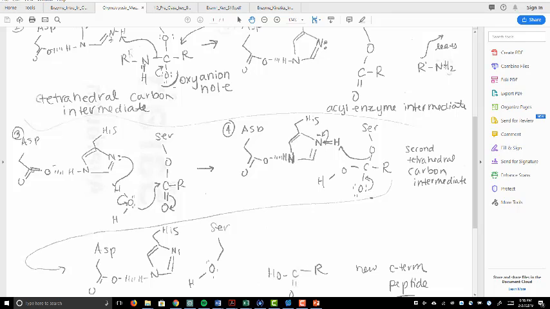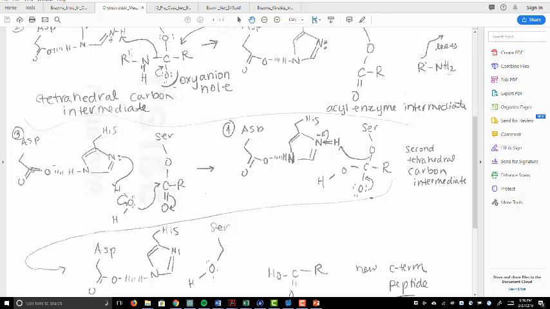And you want to know the mechanisms in detail. Fortunately, they're similar. If you know the mechanism of chymotrypsin, you can figure out the mechanism of HIV protease, because it's the same arrow pushing. It's just that you have different amino acids doing it. And it's the second half of the chymotrypsin reaction.